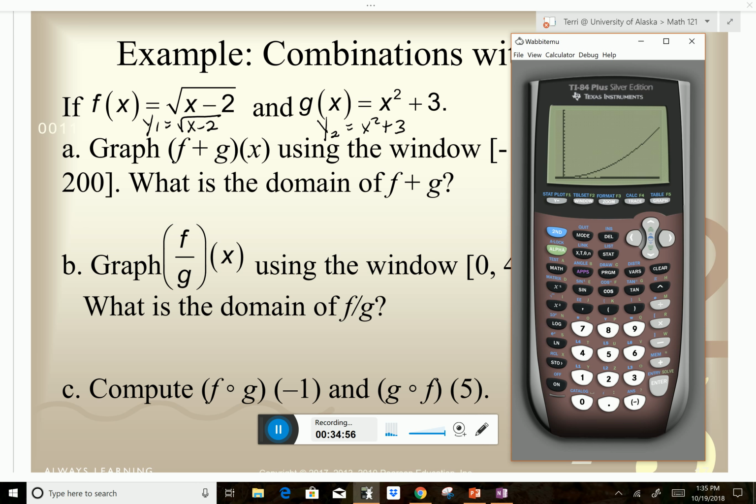Oops, I forgot to graph x plus g. So I forgot one thing. I need to graph x plus g. I just graphed these two functions. Sorry about that. So let's go down here, and I'm going to show you what you can do with this.